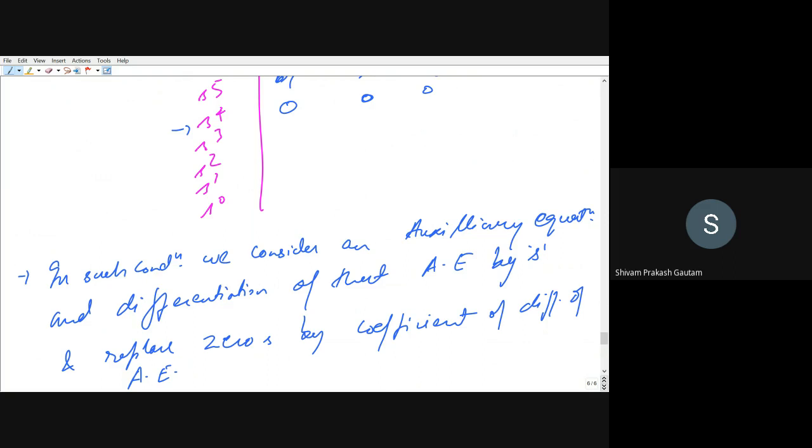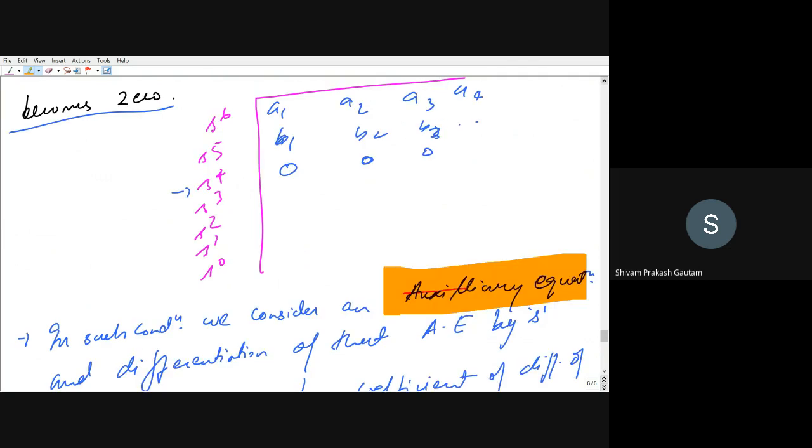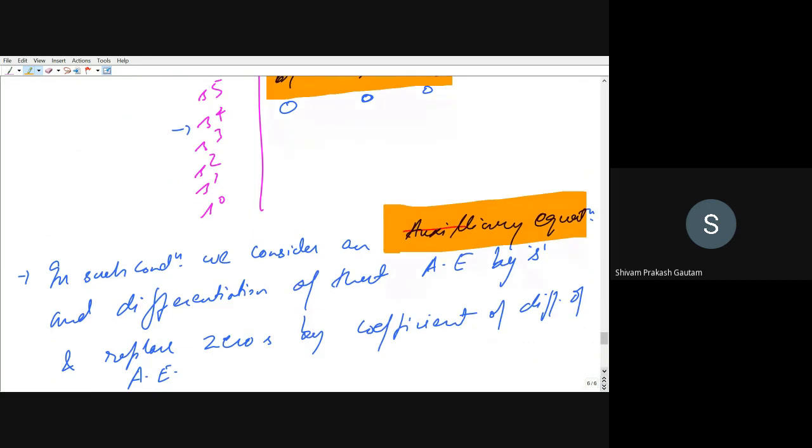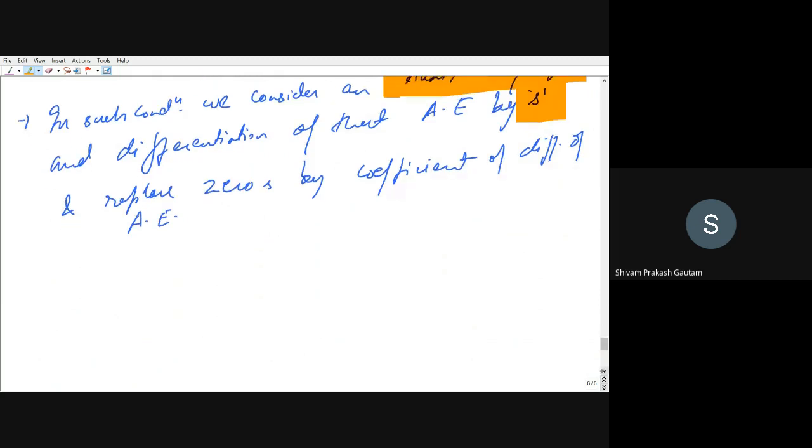Do not get confused. So what we have to do first, when all the terms of any row are 0, you have to consider an auxiliary equation, right? And what is that auxiliary equation? You can form that auxiliary equation from the terms, or the coefficients, of the row just above the row of 0. Then you have to differentiate that with respect to s, and the coefficient that you get after differentiation, you have to substitute in place of 0, and then you can calculate the rest of the rows of the Routh table.